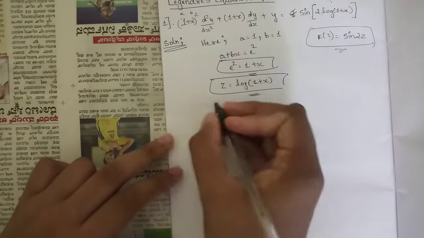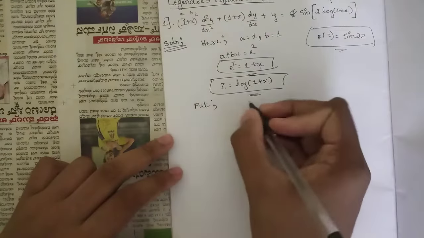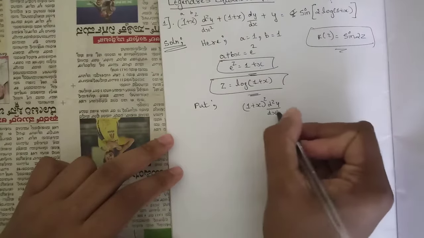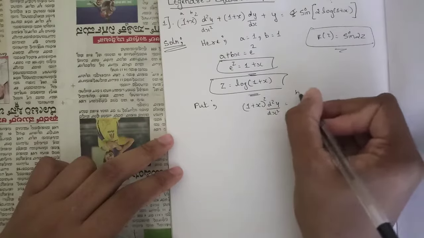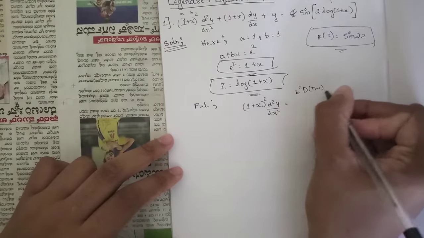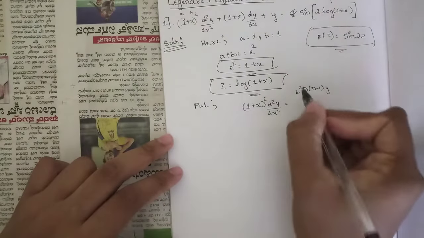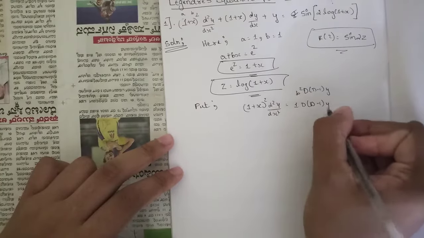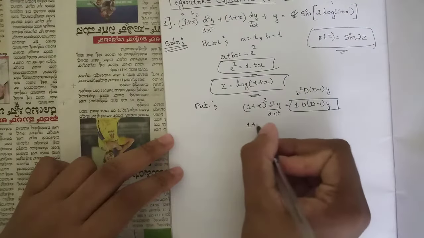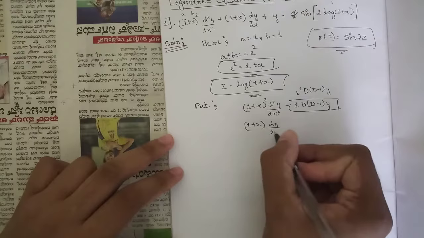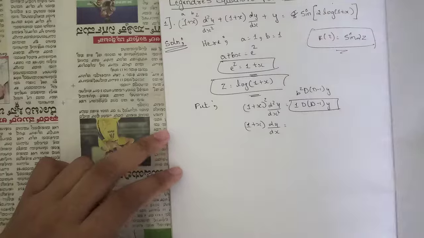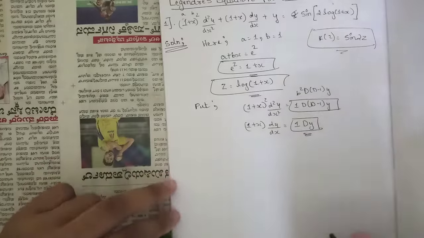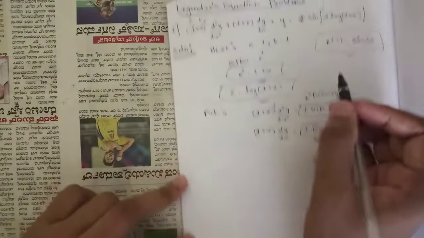Yeah, so now again we need to put a few more substitutions, that is, (1 plus x) whole square d square y by dx square is equal to b square d into (d minus 1) y. In place of b, the value of b here is 1, so 1 square is 1, d into (d minus 1) y. Also, (1 plus x) dy by dx is equal to, again the value of b is 1, so 1 into dy. Now using these substitutions we are going to put them in this equation.